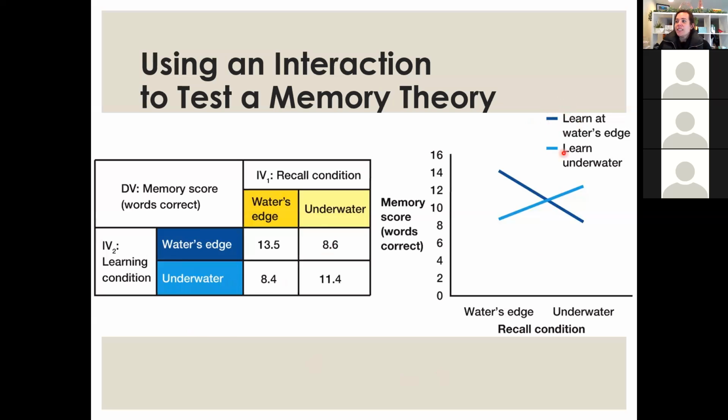So this is the exact same information just plugged into a graph. If they learned at the water's edge, this is the blue line. They performed better in the recall at the water's edge. If they learned underwater, they performed better if the recall condition was underwater. And the inverse is true. So if asked, do people remember information better specifically underwater, you would say it depends if they learn that information underwater. Okay, that's how I could do a summary sentence on that.